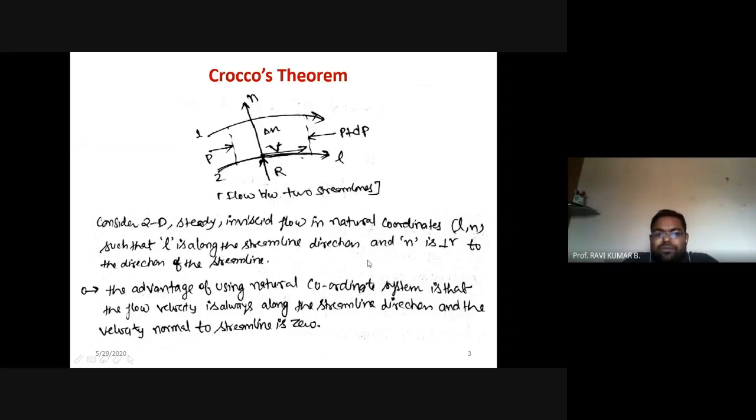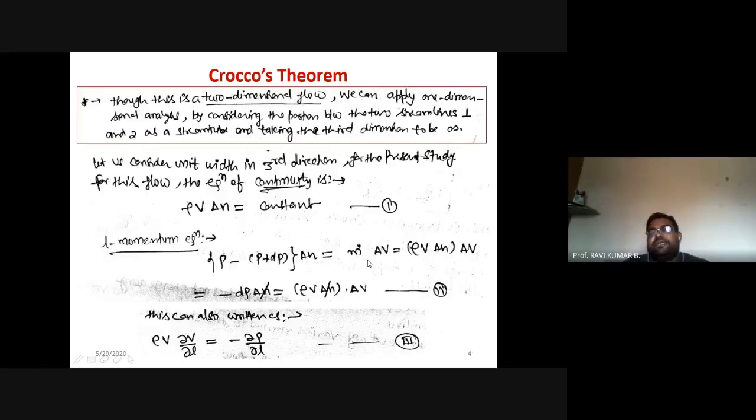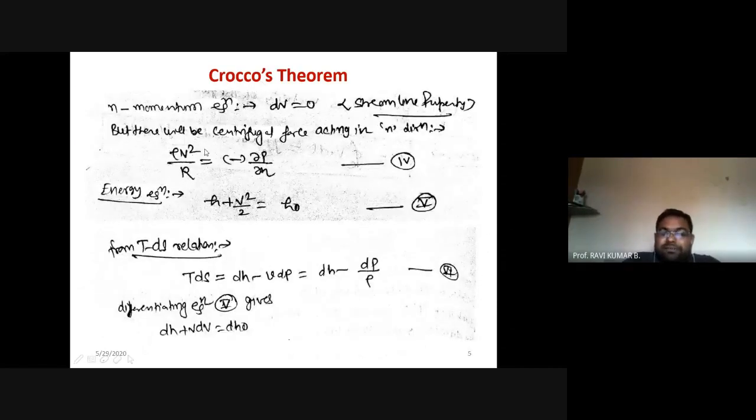So we need to consider the centrifugal effect in the n direction. It will be acting in the n direction only. The centrifugal effect in the n direction is equal to density times v squared divided by r. This centrifugal force is balanced by the pressure difference in the n direction, so minus ∂P/∂n. This is equation number 4.